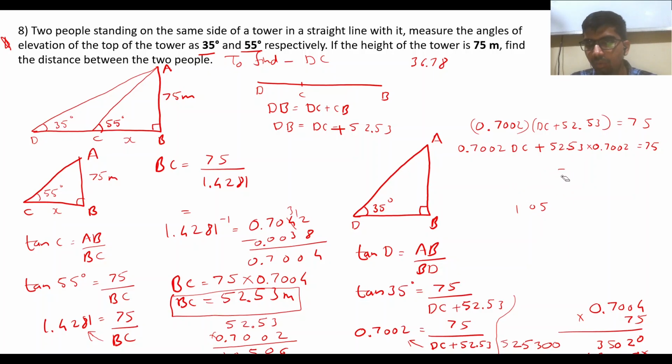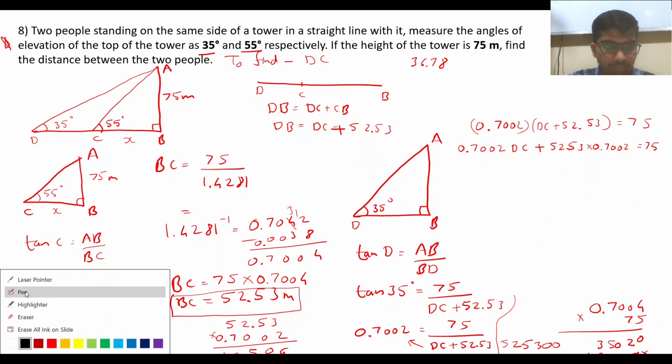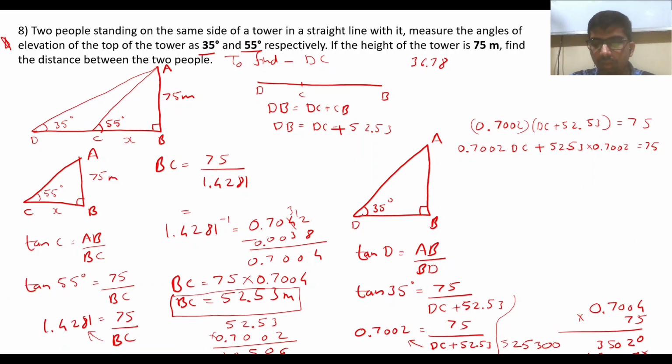And there is more left. Okay, this sum will come for 4 marks. So you have got 0.7002 DC. The answer we got is 36.78, equal to 75. Now you have to go this side and then subtract. So 0.7002 D is 75 minus 36.78.